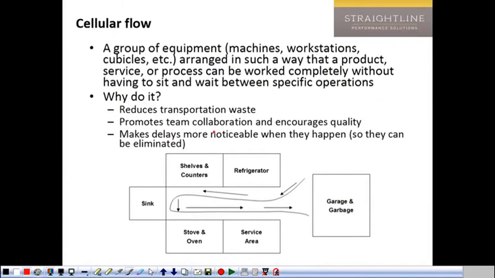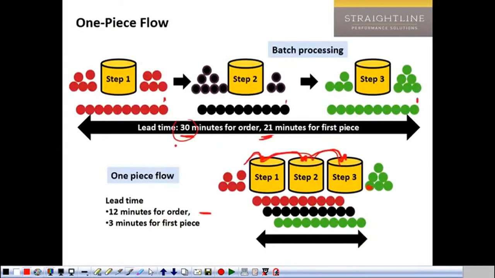Okay, I'm going to move on to Cellular Flow. So Cellular Flow is a different sort of concept, but it goes with One-Piece Flow very well. And that's why I started with One-Piece Flow. Cellular Flow allows for designing something that tries to minimize. One of the things that One-Piece Flow can do is deal with speed and inventory. So delays and inventory, right? Those are the wastes that are really big on this one. Delays and inventory.